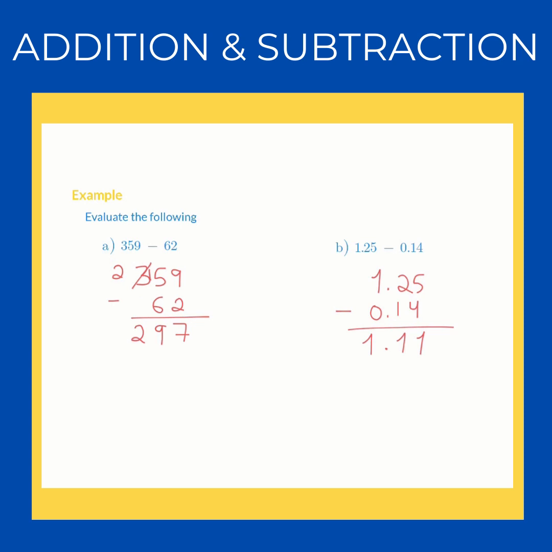Now in the second part, again, I'm putting 1.25 minus 0.14. First I have 5 minus 4, which is 1, and 2 minus 1, which is 1, a decimal point, and finally 1 minus 0, which is equal to 1. So the answer is 1.11.